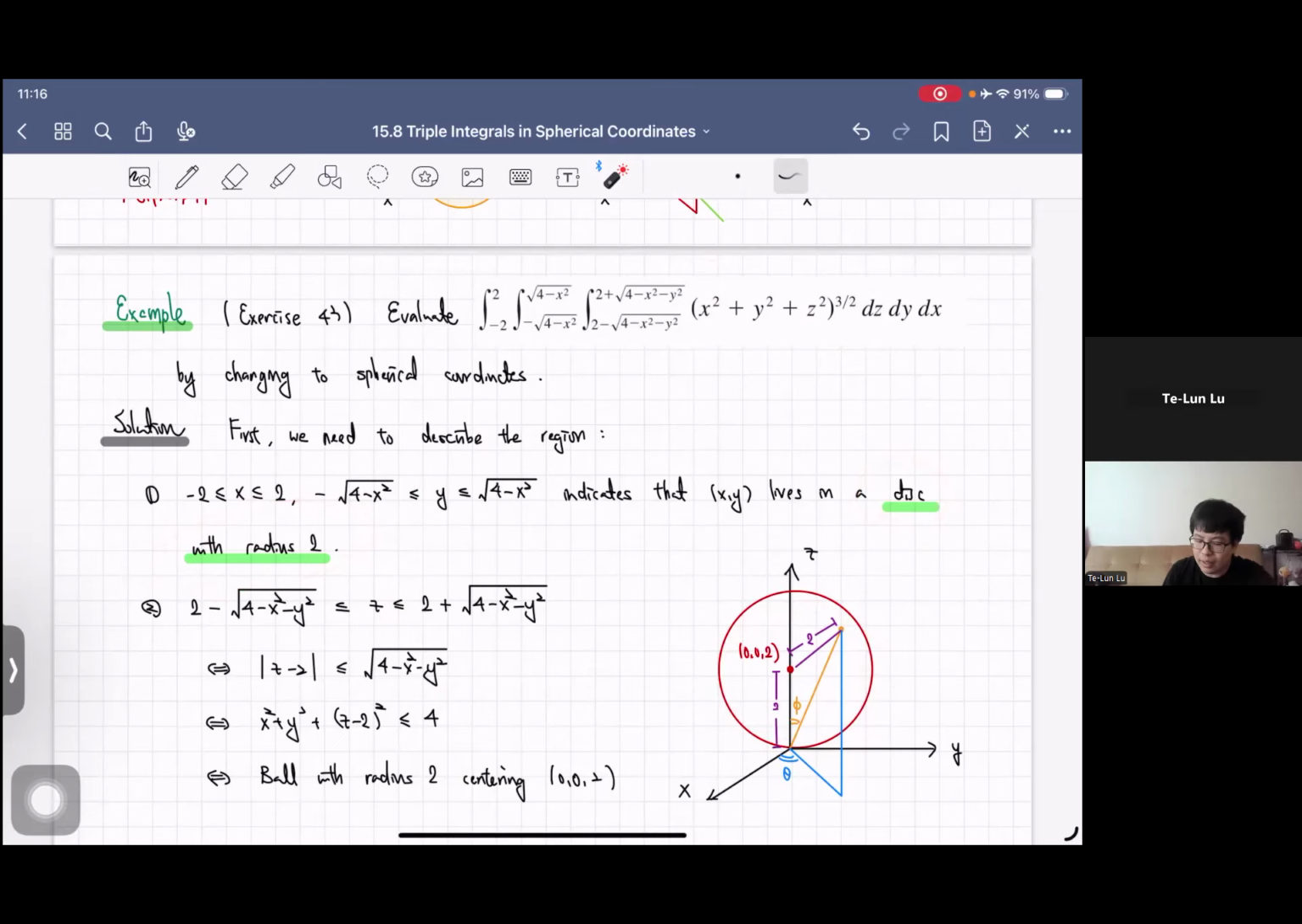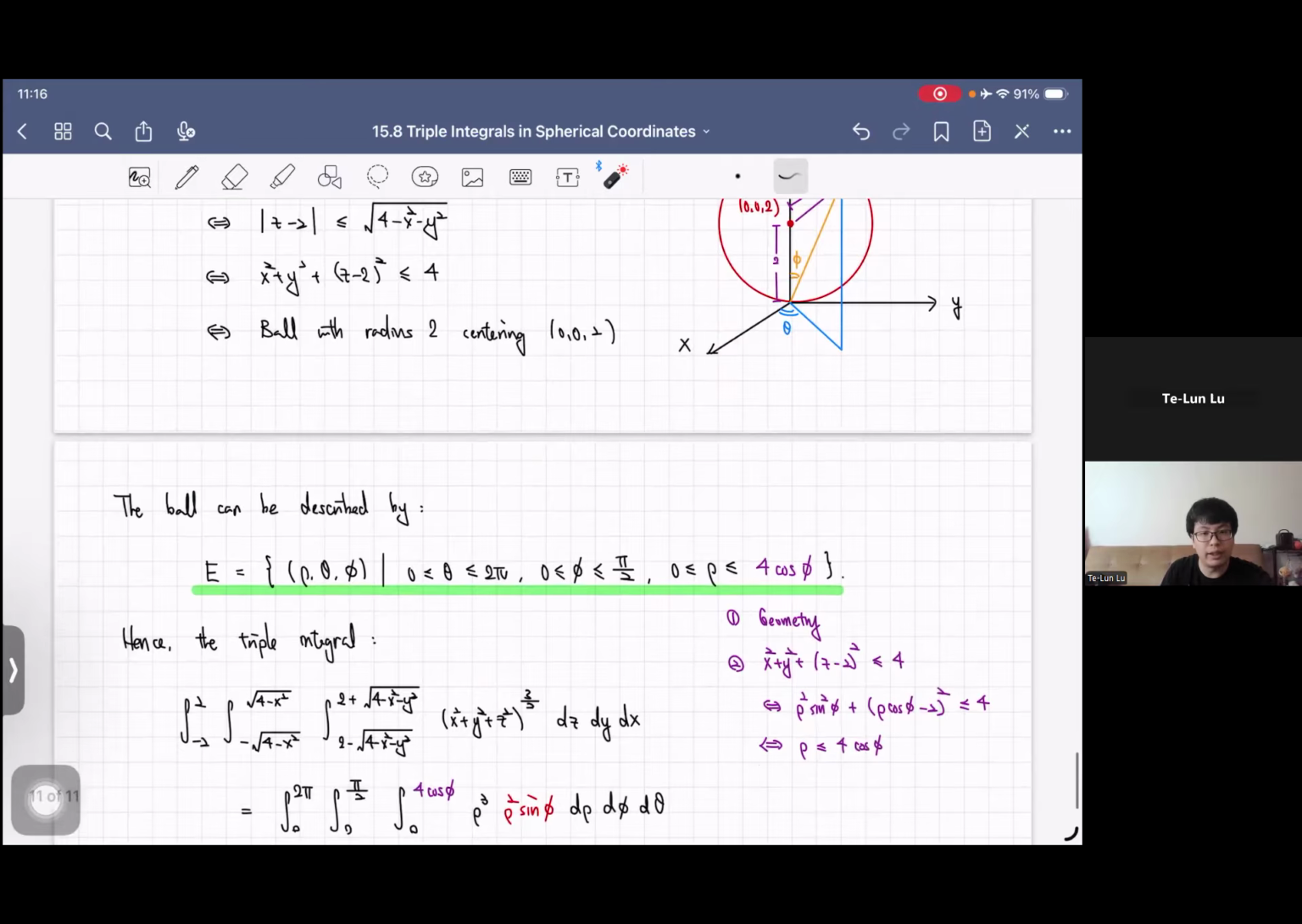This is somewhat natural because the whole region will be the xy disk of radius 2, right? And then z obviously is bounded below by the lower hemisphere, which is this guy, and bounded above by the upper hemisphere. So now, how do we describe this region using spherical coordinates?